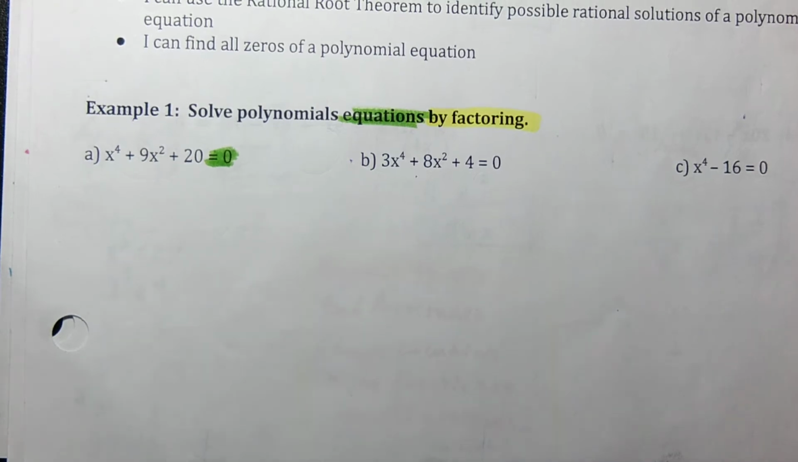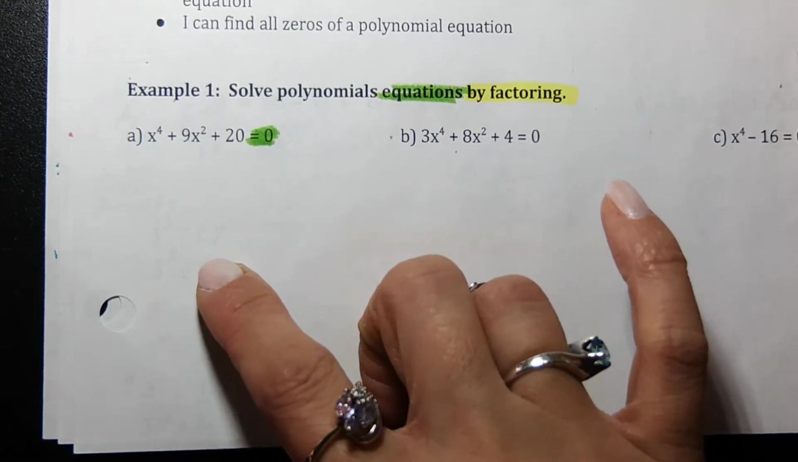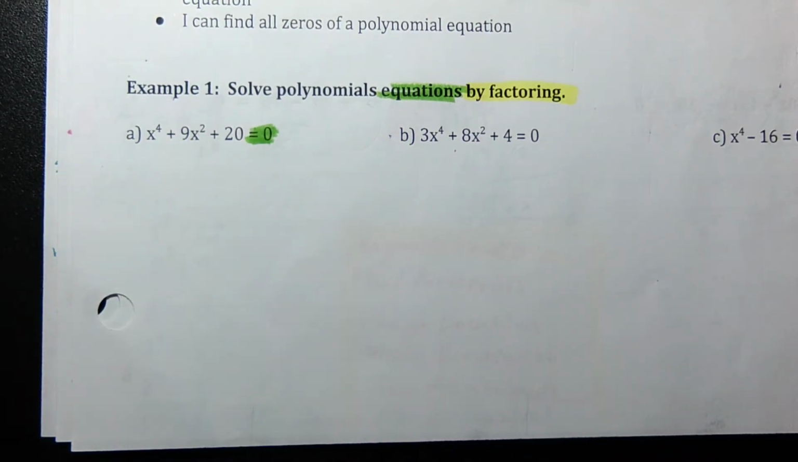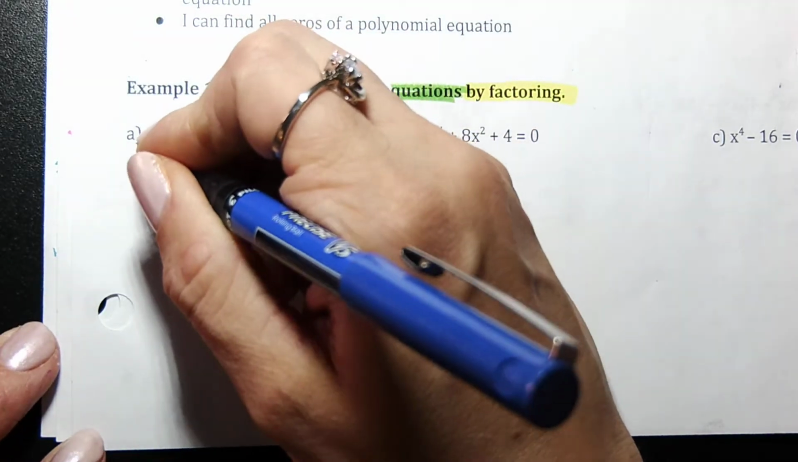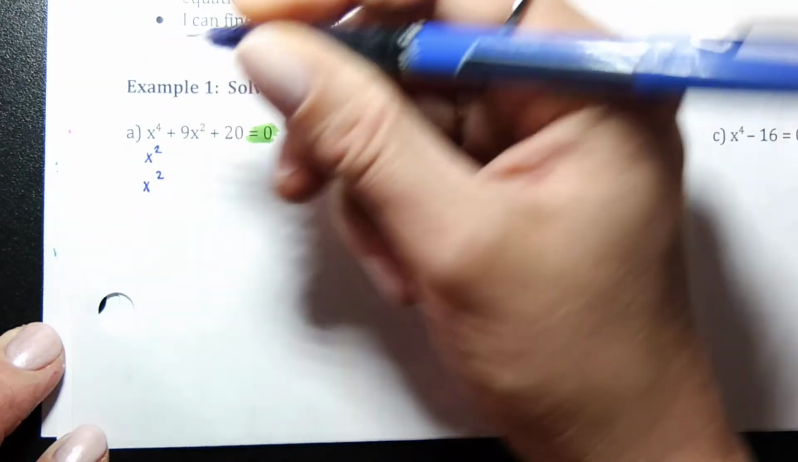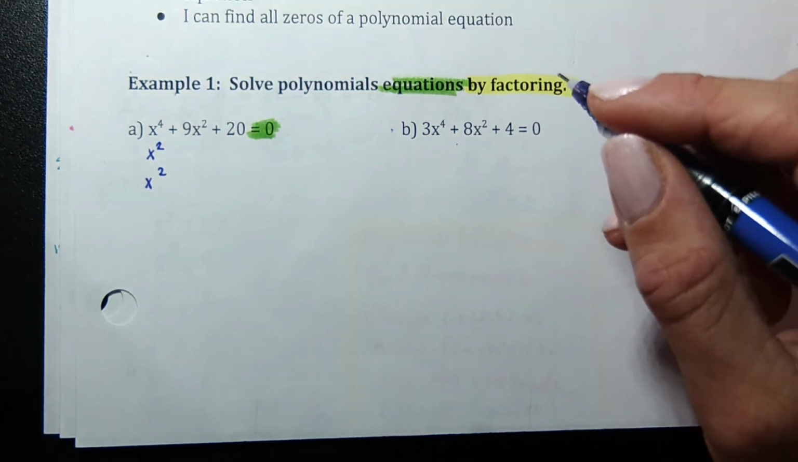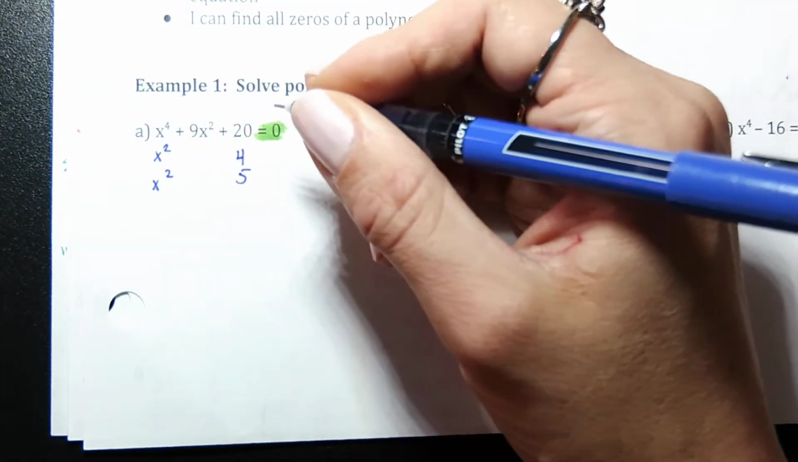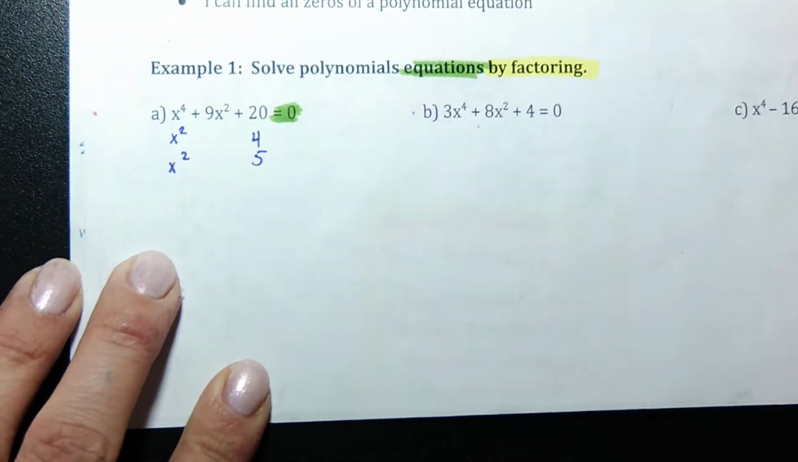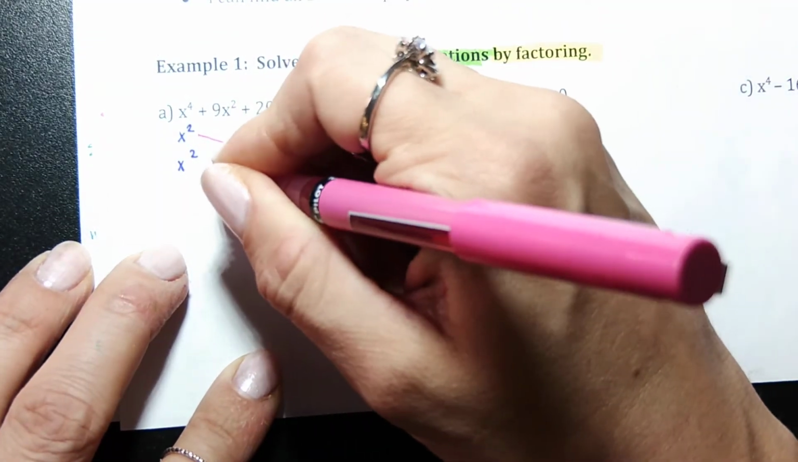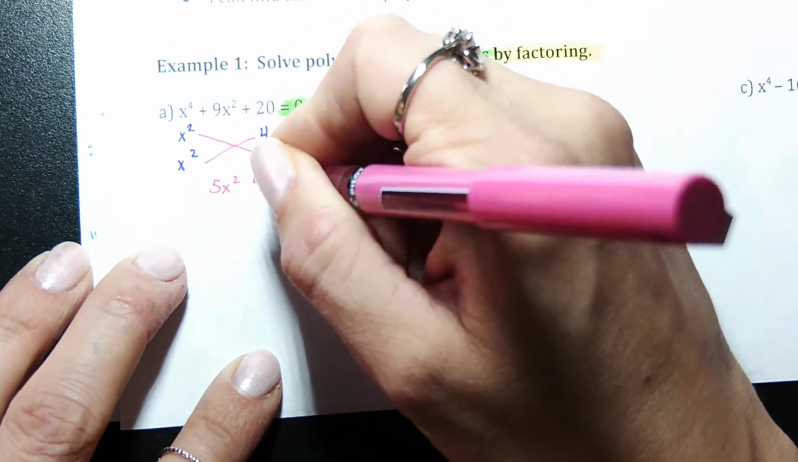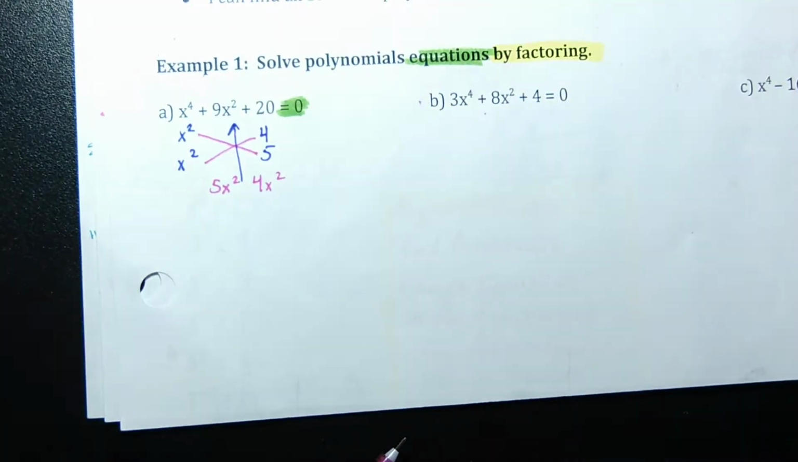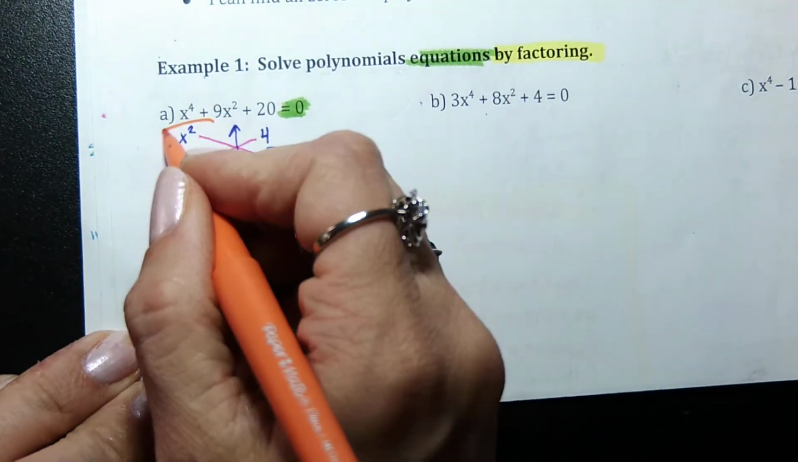So folks, taking a look at this first one, do we have a GCF? No. How do you want to factor this one if it goes 4 to constant? X method. So let's do x squared and x squared. What do you want to use for factors of 20 if the sum needs to be 9? 4 and 5. So multiplying in the x shape, 5x squared, 4x squared, and woohoo, that gives me the sum of 9x squared that I need. So these are my factors.